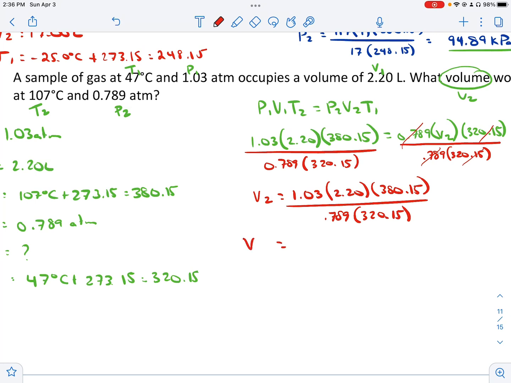So let's go ahead and see our calculation here. 1.03 times 2.2 times 380.15 divided by 0.789 divided by 320.15, and our answer should be 3.41, and our label on that is liters because our other volume was in liters, so our answer is in liters. All right, see you next time.